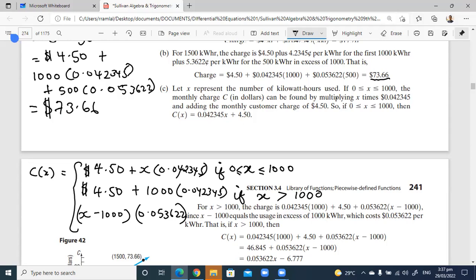That's a piecewise function. Once you write it like this, the cost is this if X lies between 0 and 1,000, and then the cost is this if X is more than 1,000, you're finished. There's nothing left to do. Right, so that was the piecewise functions question. Are there any questions? Is anybody confused?